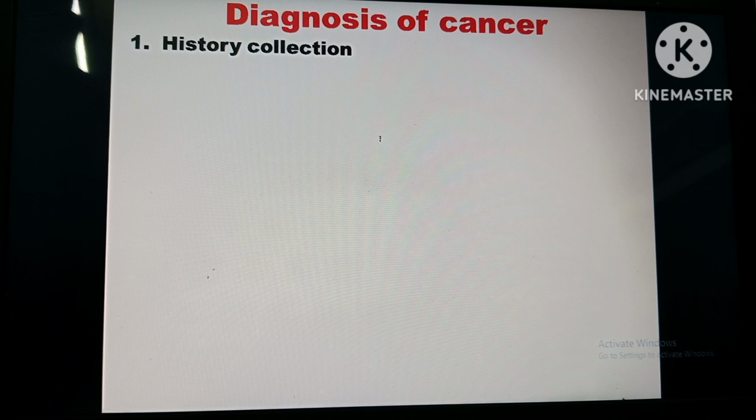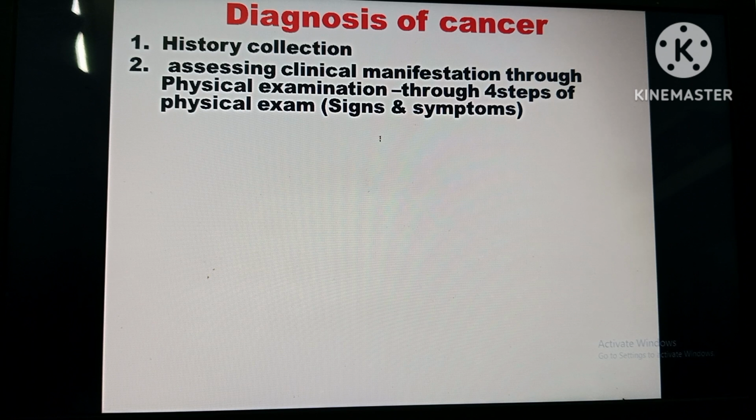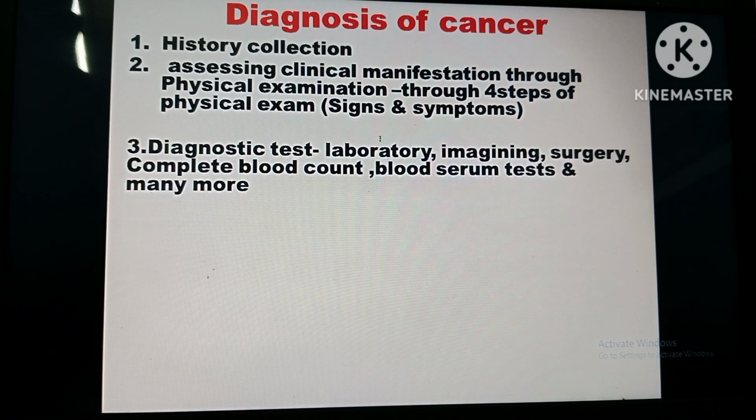Through the physical examination, the doctor will find out many things. In physical examination there are 4 steps: inspection, palpation, percussion and auscultation. Through inspection, the doctor will find out changes in color, texture, any lumps or abnormal growth, induration, discharge, ulcer.